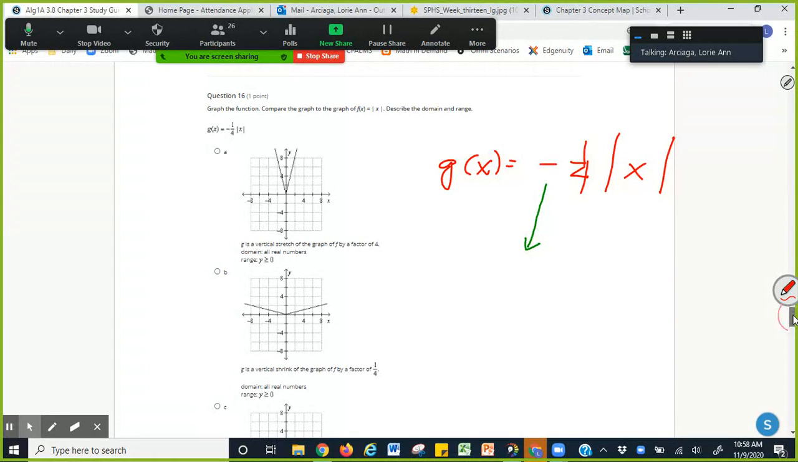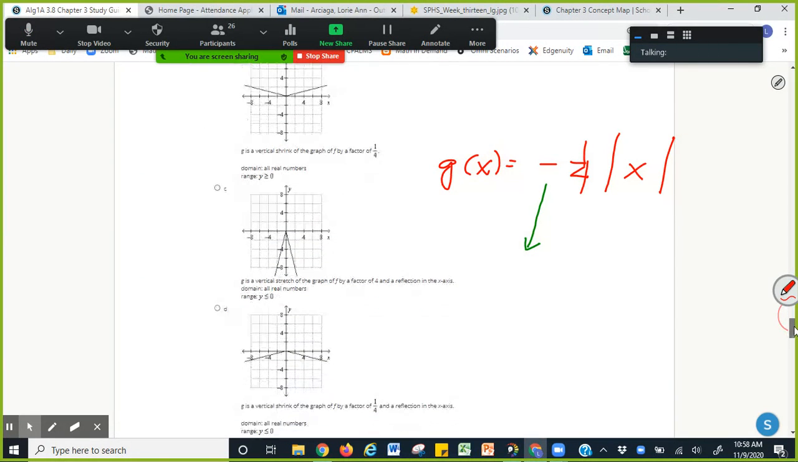Let me look at the other choices. There you go. These are the two graphs that are opening downward, or flipped downward. I'm writing on my iPad. So we have to choose between letter C or D. How do you know? The only difference here is whether it's a vertical stretch or a vertical shrink, or compression. So how do you know?